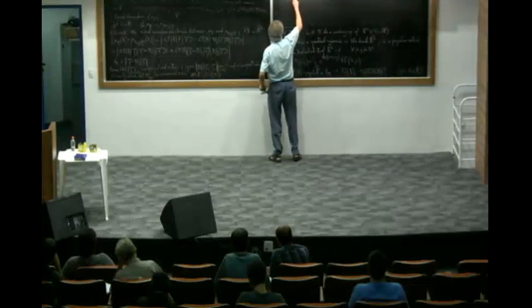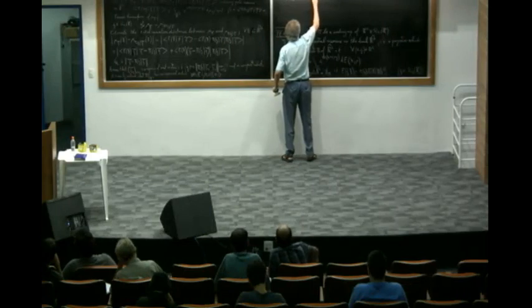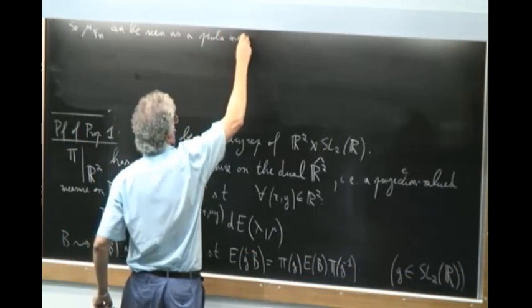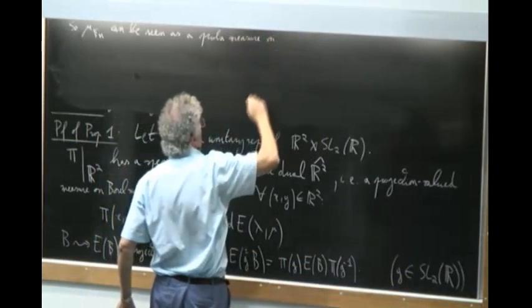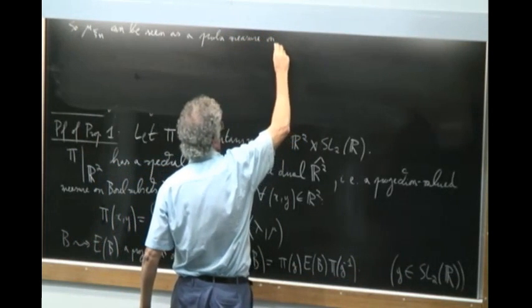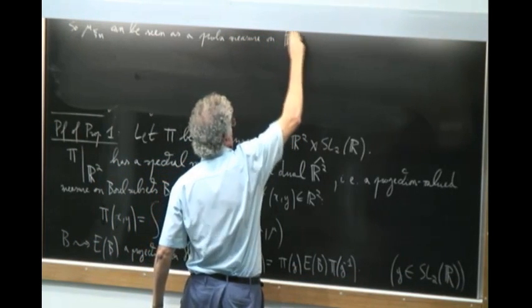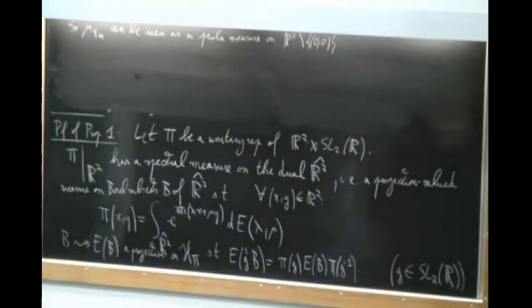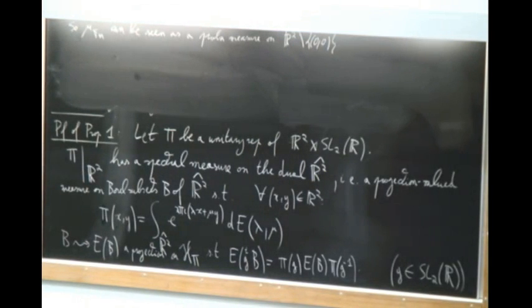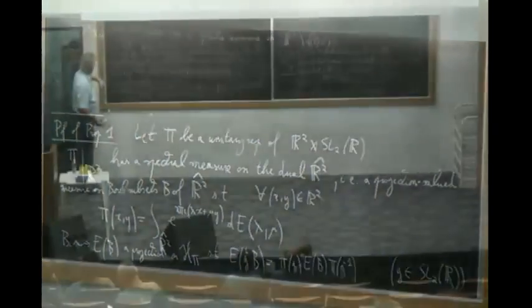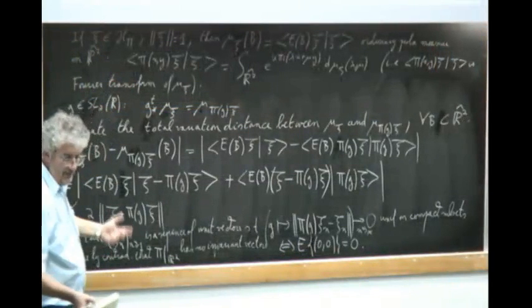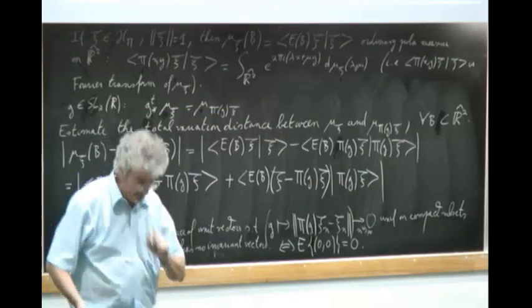Mu sub psi n can be seen as a probability measure on R2 hat minus 0. And so what this means, what the estimate that we made here means, is that we have a sequence of probability measures which are more and more invariant. I mean, which are asymptotically invariant.